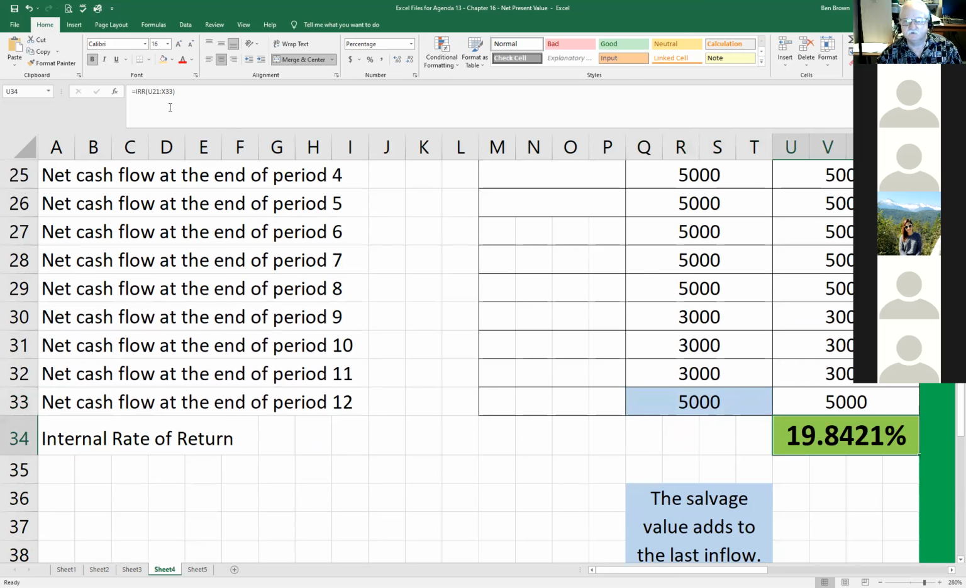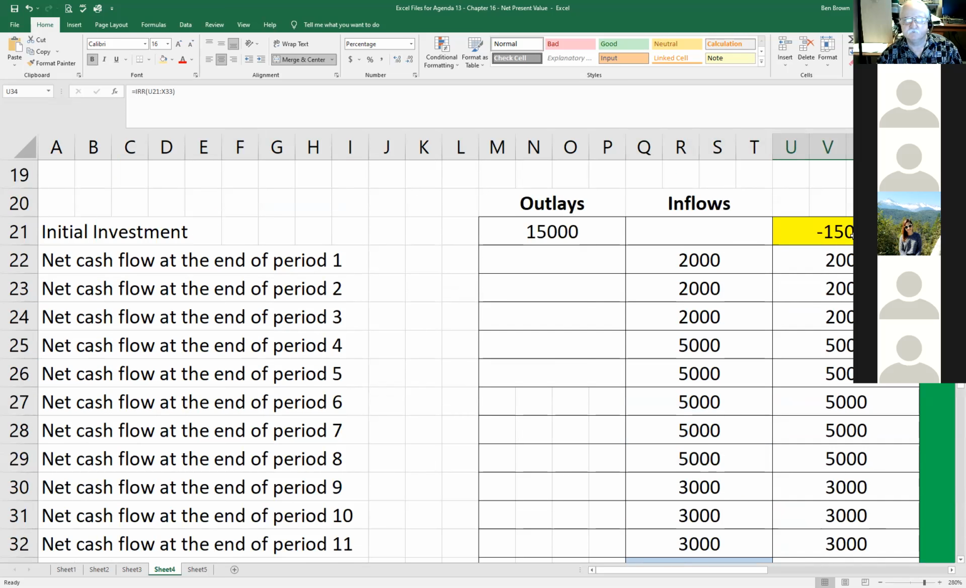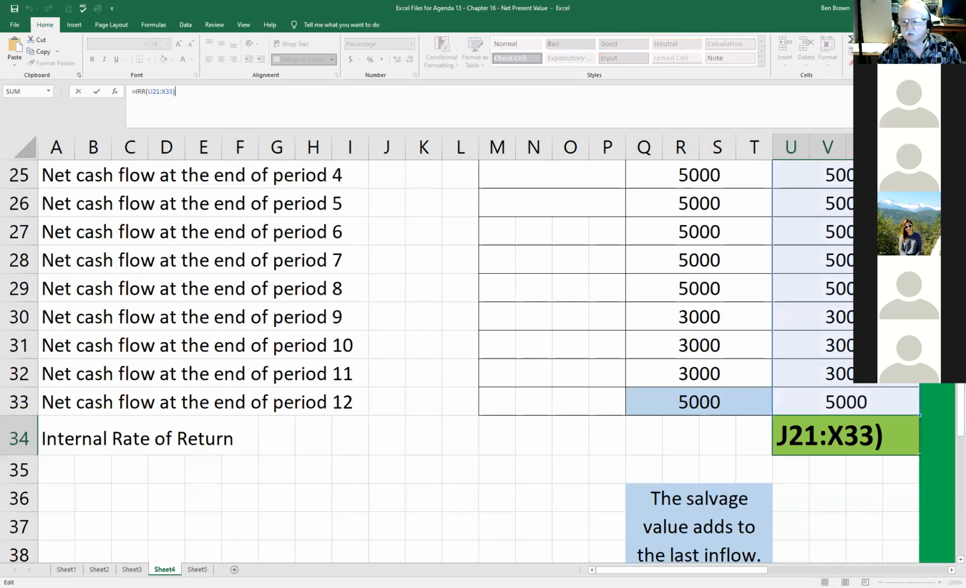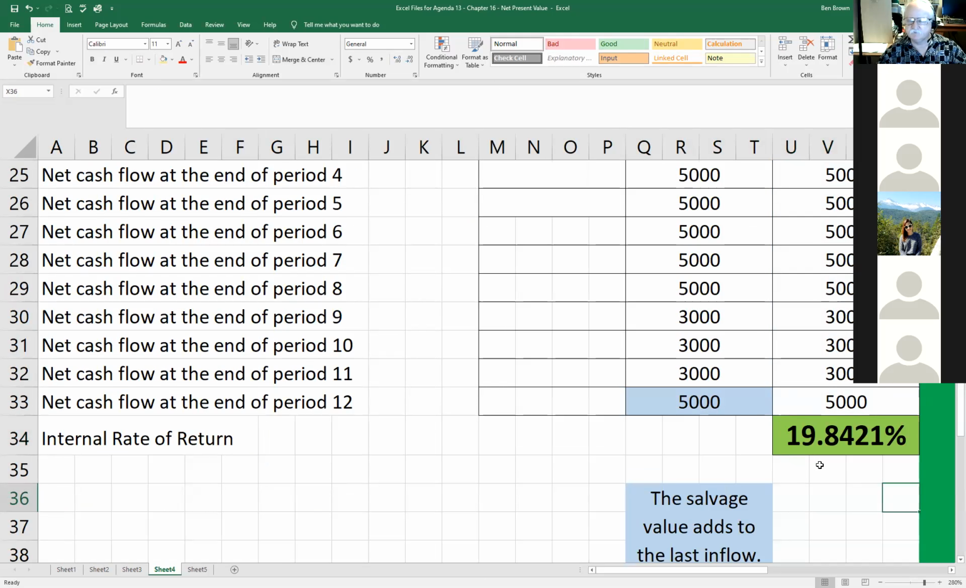And the command we're putting in here, the function, is IRR. And we just highlight this whole column. And this gives us the internal rate of return. In other words, this project is generating a rate of return of 19.8421%.